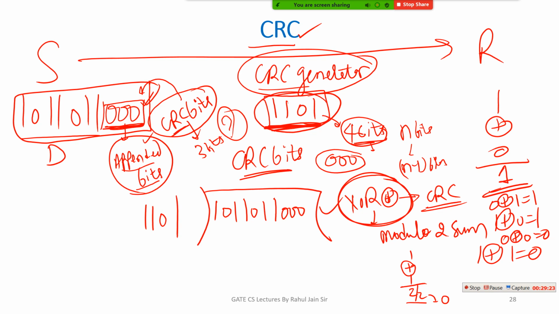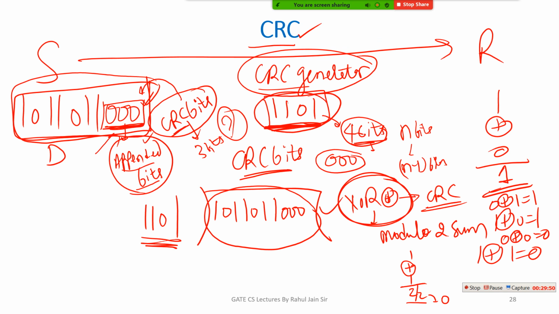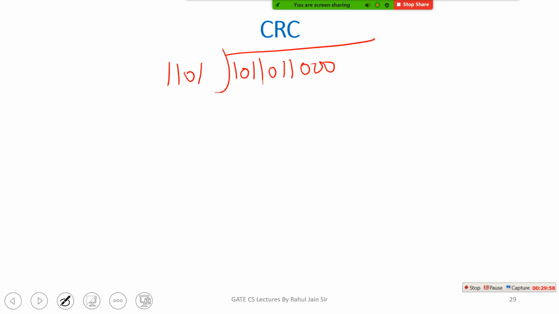So check here, 1 0 1 1 0 1 1, and I added these 3 zeros as the appended bits. I need to apply XOR operation of it with the CRC generator, which is 1101. If I apply XOR here, 1 and 1 XOR is 0, 1 1 XOR 1 is 0, 0 XOR 0 is 0, 1 XOR 1 is 0, giving 0 0 0 0, and I copy the remaining as it is, 0 1 1 0 0 0.